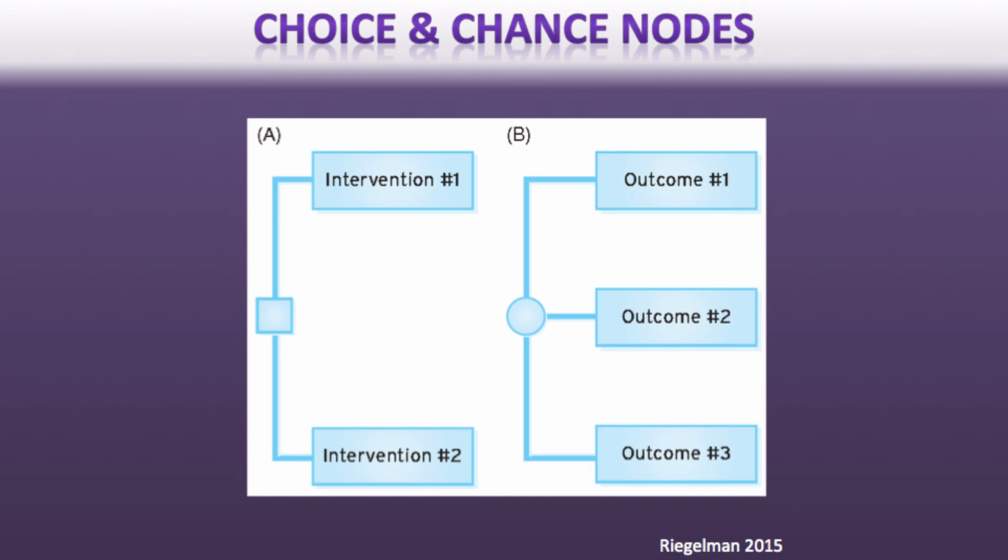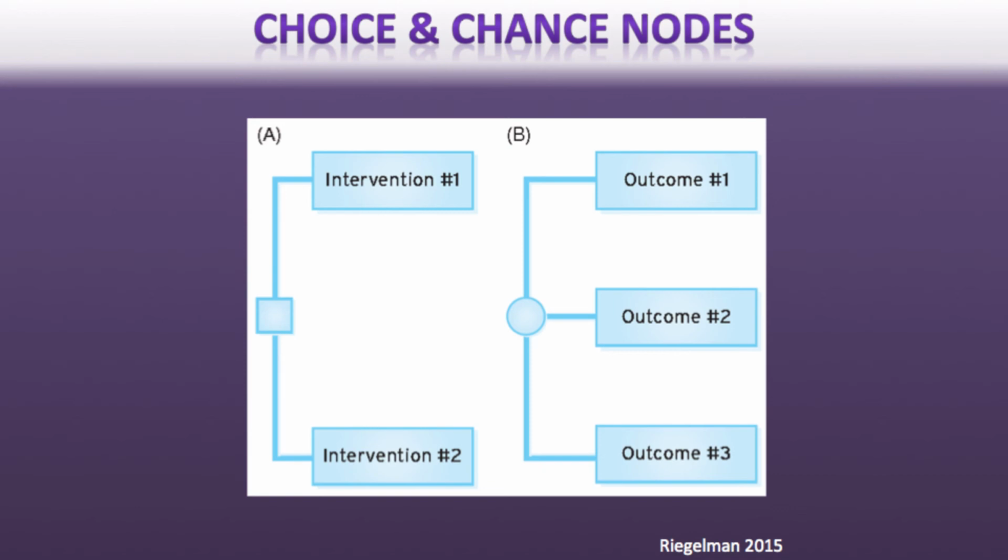All right. So the choice node is represented by a square, and that's where you're choosing between intervention 1 or 2 interventions. Let's say that intervention 1 is pill A and intervention 2 is pill B. Okay, so these are 2 different medications. You're choosing between them, all right? So you have to choose one or the other in this situation, okay?